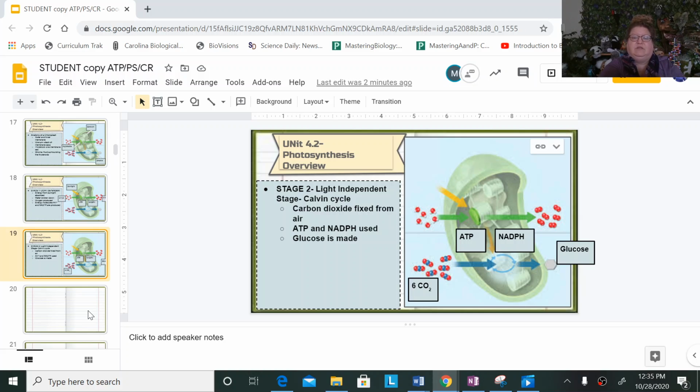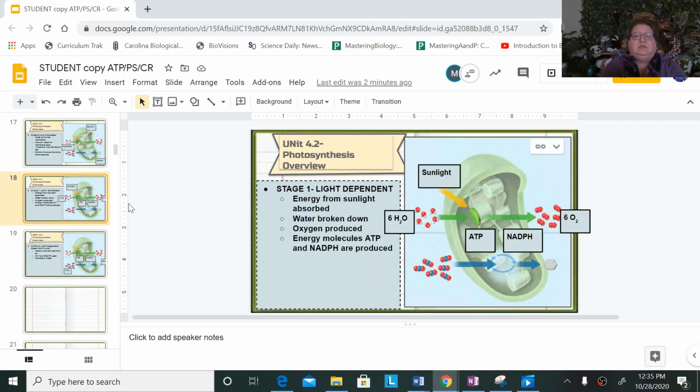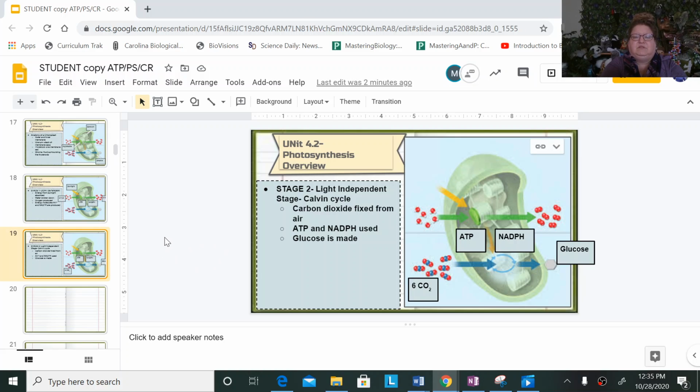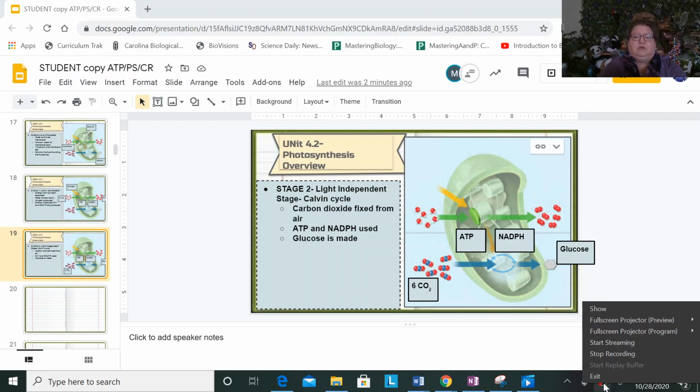So there you have it, the two main stages: the light dependent reaction, capturing the sunlight energy and making our energy molecules, ATP and NADPH, and then stage 2, the light independent reaction, that's going to utilize those energy molecules to make glucose. All right, well, we're going to get into a little bit more detail in our next lesson.